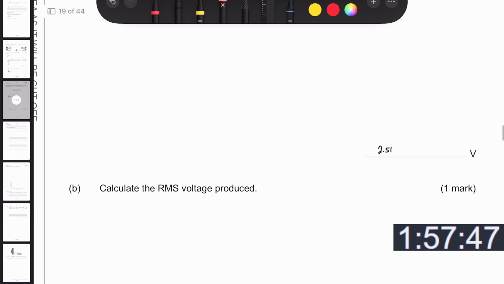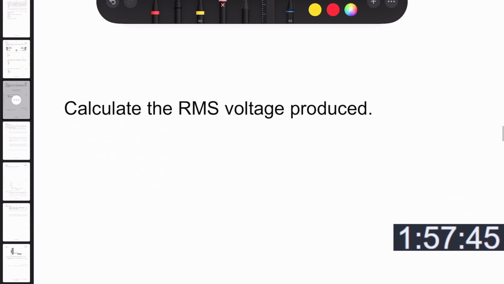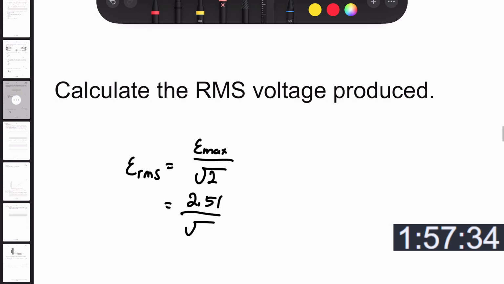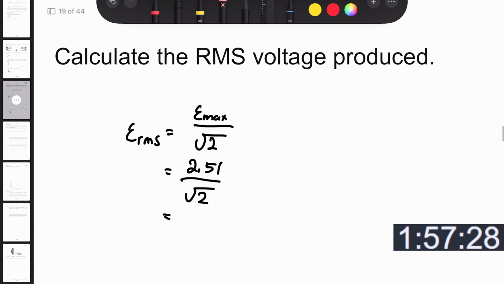2.51. Calculate the RMS voltage produced. So E RMS is just E max all over the square root of 2. So 2.51 over the square root of 2 is 1.77 volts.